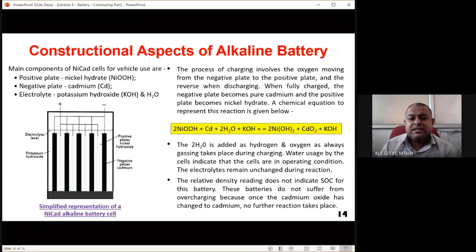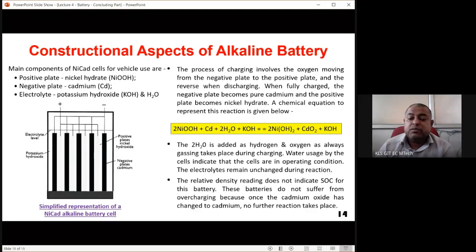Water usage by the cells indicates that the cells are in operating condition. That means if the cell is continuously using water, the cell is active. It is producing some kind of energy. Electrolytes remain unchanged during the reaction. So that is why KOH remains unchanged during the reaction. Relative density reading does not indicate SOC for the battery. So we cannot directly get an SOC reading for the battery.